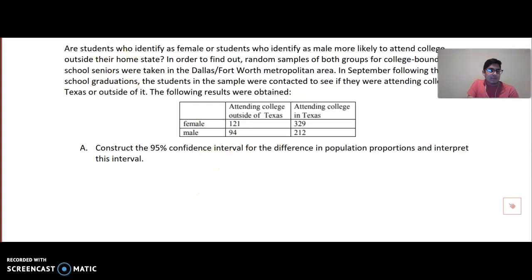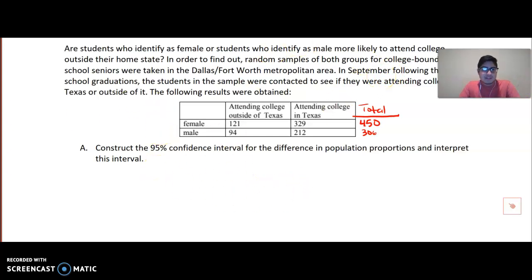So we have those who are attending college outside, and then those who are attending college inside. Now, it's a two-way table. So I'm going to tally these up, and the total number of female students came out to 450, and the total number of male students comes out to 306. So this is our total column. Okay, so now based on this, we can construct some information to guesstimate this true population proportion difference.